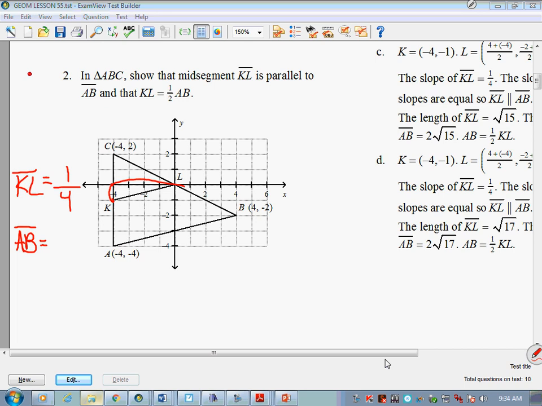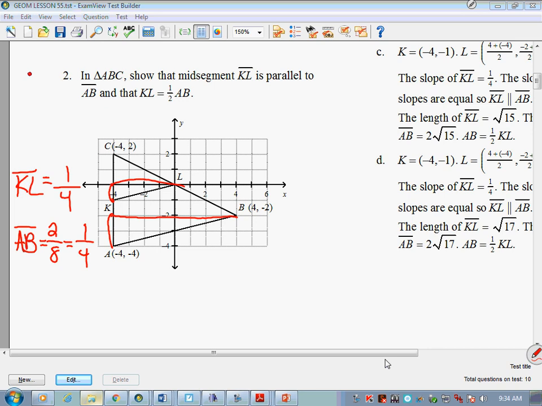Let's see, how far up is it going? It's going up 2, 1, 2. How far over is it going? 8. So it's going up 2 over 8. Can I reduce that to 1/4? So do they have the same slope? Okay, so we've shown that they both have a slope of 1/4.